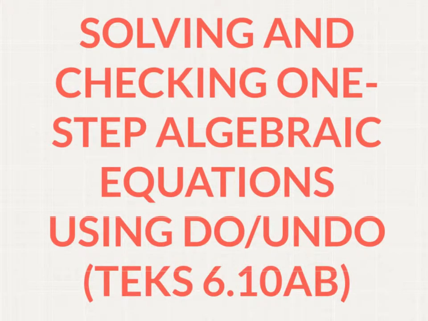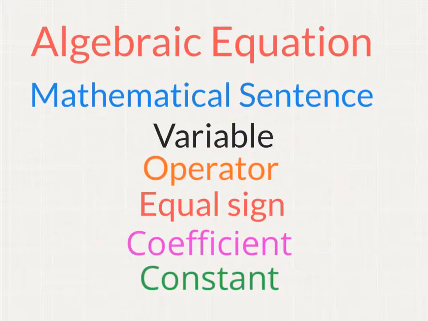In this lesson, we'll be solving and checking one-step algebraic equations using the do-undo method, meeting the requirements for TEKS 6.10A and 6.10B. You may remember that an algebraic equation is a mathematical sentence. This mathematical sentence is made up of at least a variable, an operator, and an equal sign. We must have those three things to have an algebraic equation. Now, we may also have coefficients and constants.